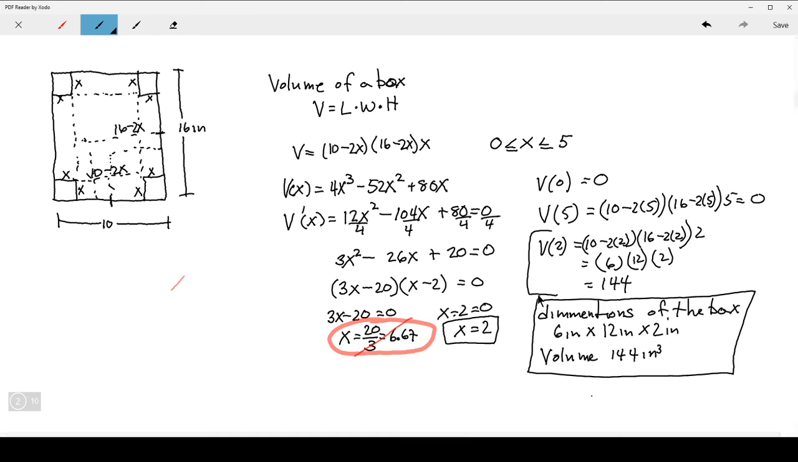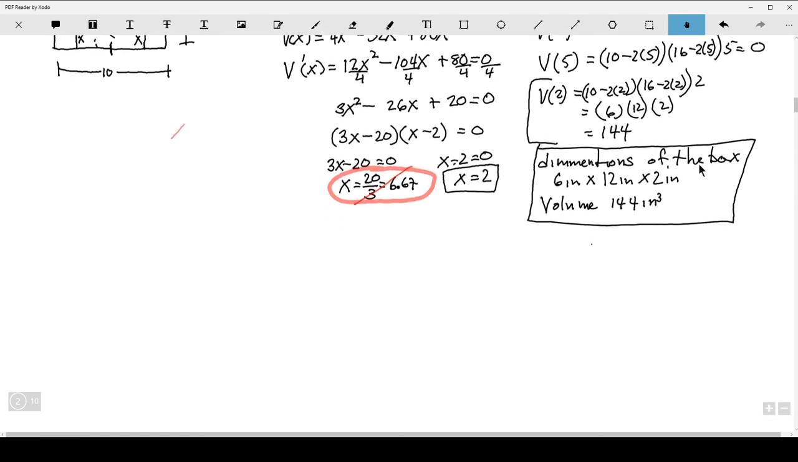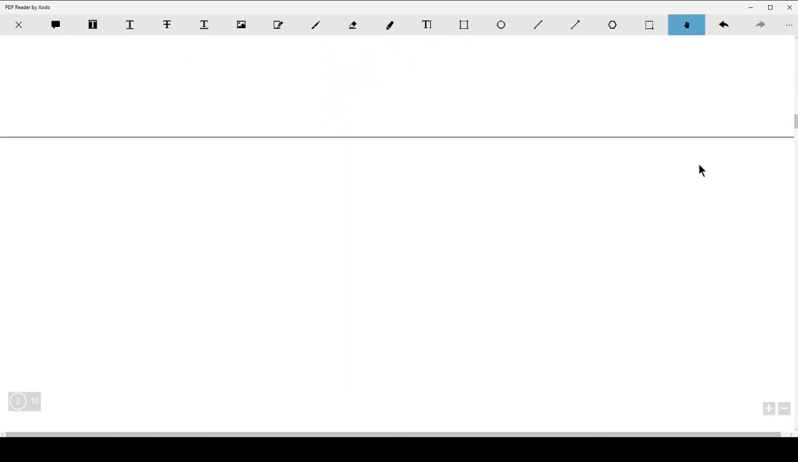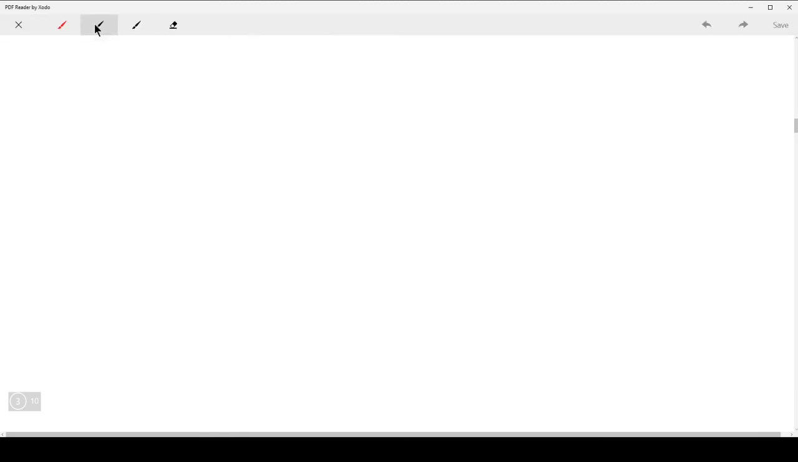I have one more example that I want to do, and hopefully I'm not making this video too long. Let's get some clean screen here. The next example I wanted to do because it's a little bit different than the other ones, and this is on page 324 in your book, and it is example 4.